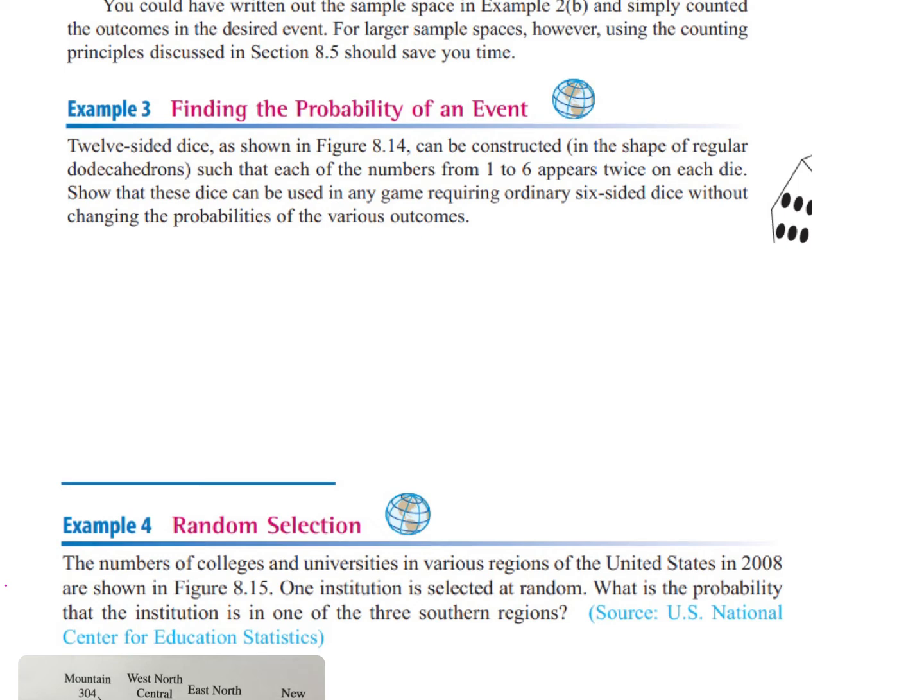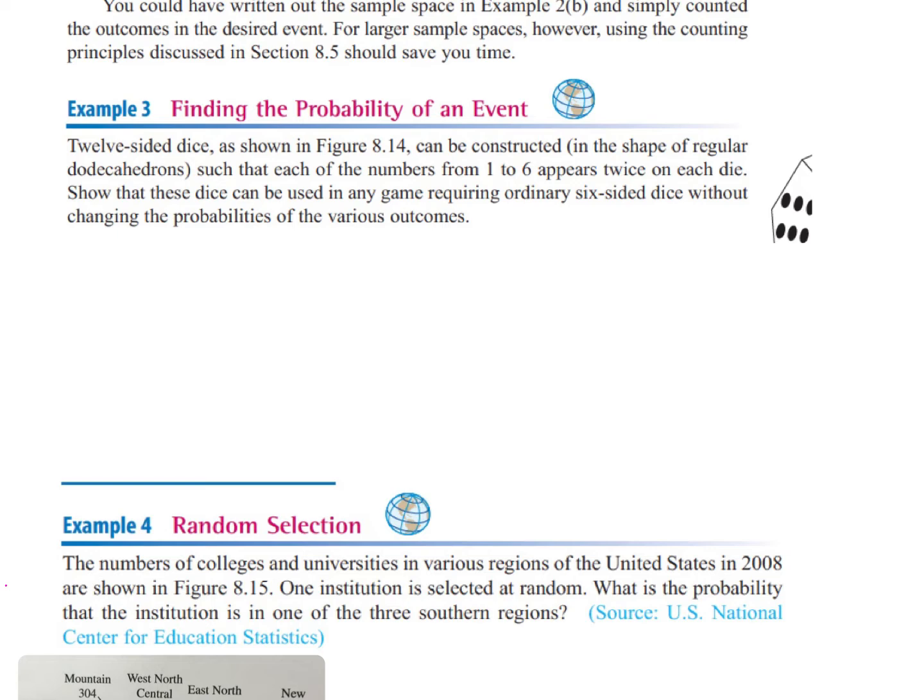All right, we're going to talk now about a die, or different cubes, number cubes. It says a 12-sided dice, as shown in the figure that I cut off, can be constructed into a dodecahedron, such that the numbers 1 through 6 appear on each die twice. Show that these dice can be used in any games requiring 6-sided dice without changing the probabilities of various outcomes.